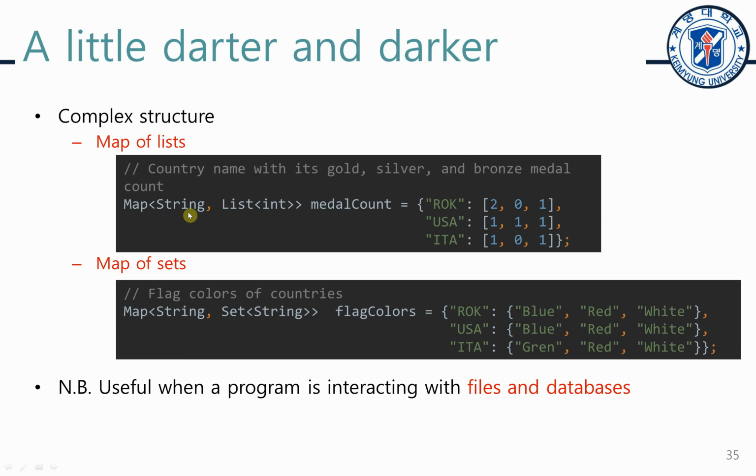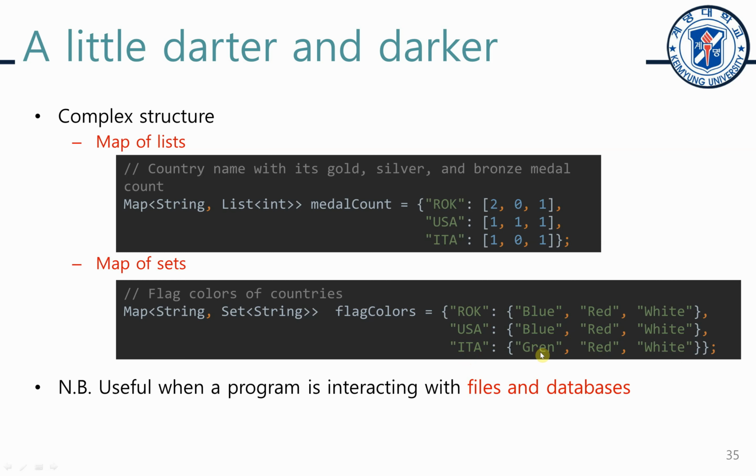And we can also have map of sets. And for the map of sets, the key can be string, and then the value of that key can be set. And if you remember when we worked with sets and the color of flags, you can see the countries and the color of their flags. For instance, the ROK and USA have the same colors, blue, red, white. Italy has green, red, white, so it has to be green here.